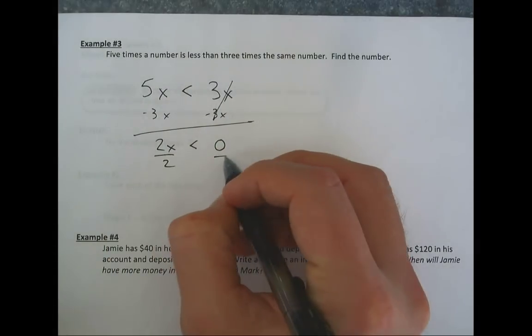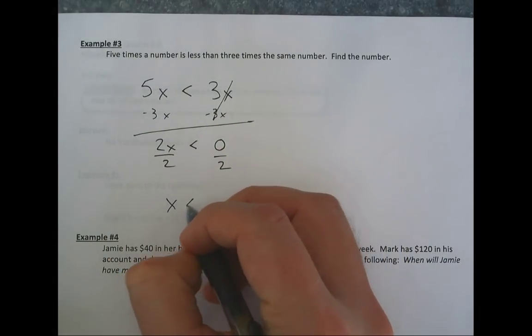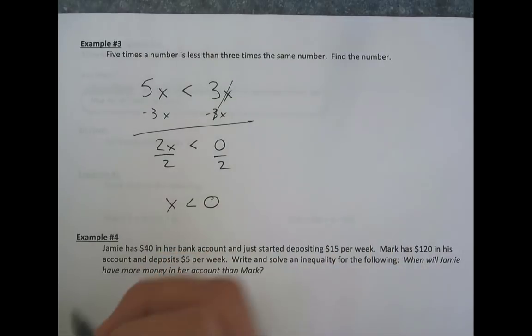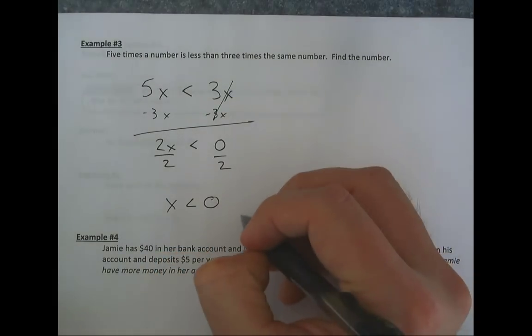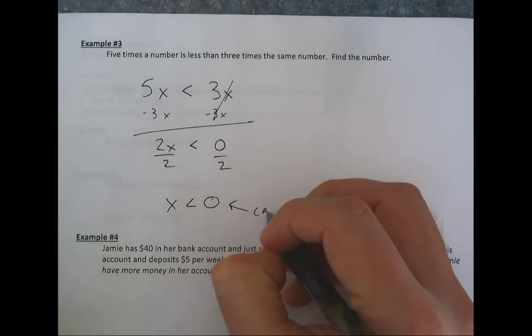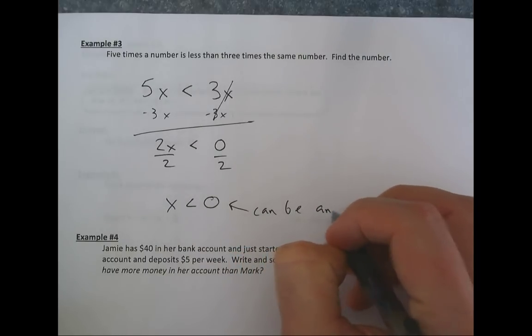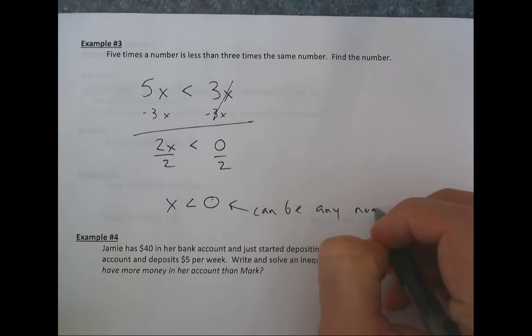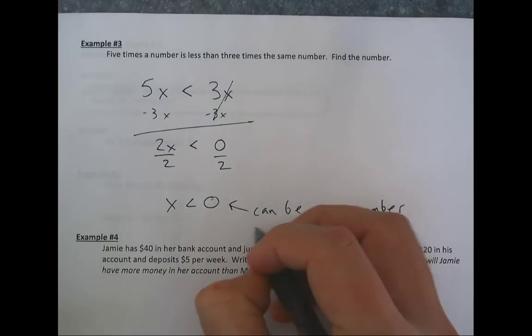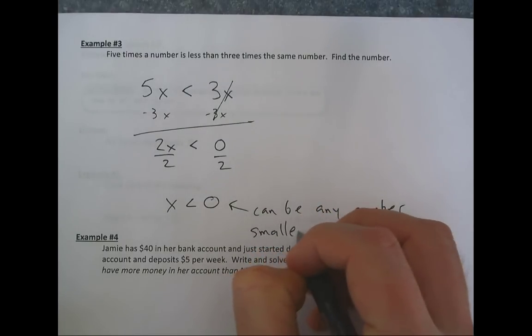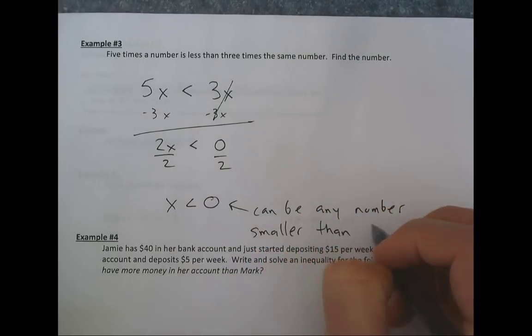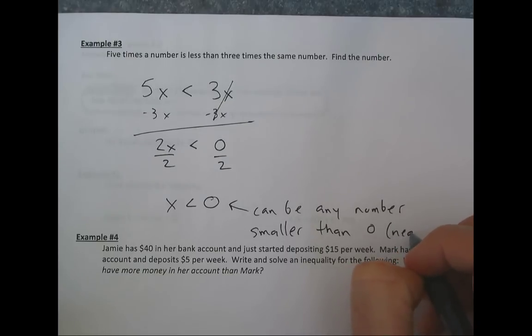Technically, we're going to divide by 2, but we should already see that x is going to be less than 0. So that means it can be any number smaller than 0, meaning negatives. Why does this make sense?